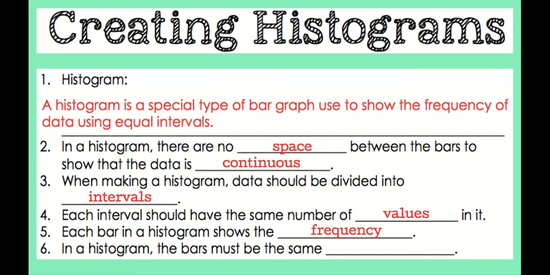Each bar in a histogram shows the frequency. So like I said, how many times something happens. And in a histogram, the bars must be the same width. It's to keep it visually equal.